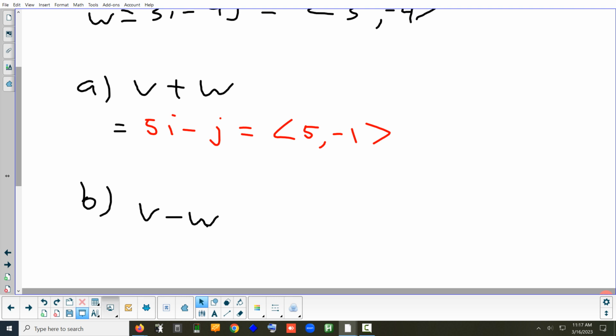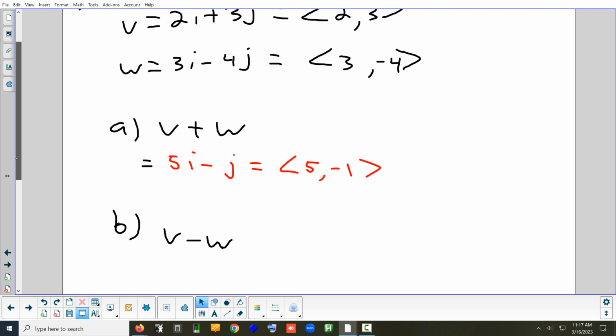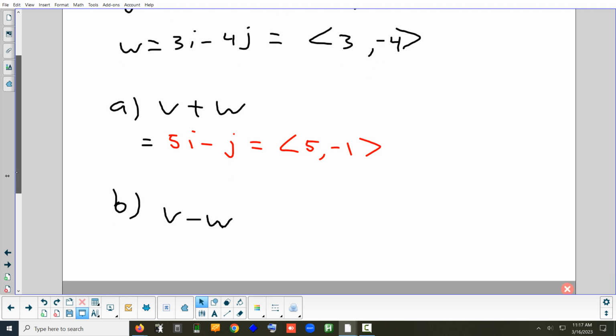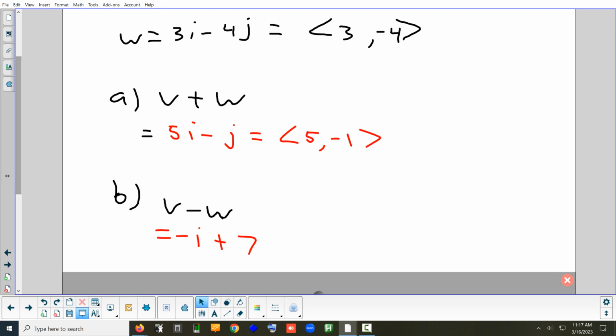How about, let's try subtracting. What would you get if you subtract V and W? Okay. Negative i plus 7j. Yep. Negative i plus 7j. Which if we wrote it in the other notation would be negative 1 comma 7. Yep, negative 1, comma 7.